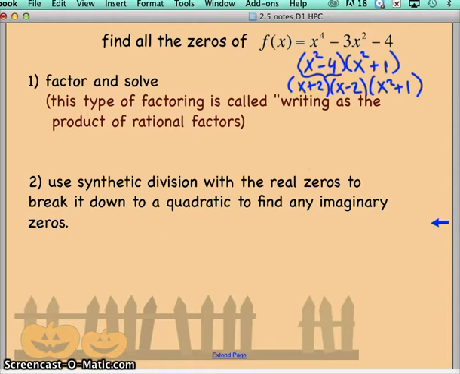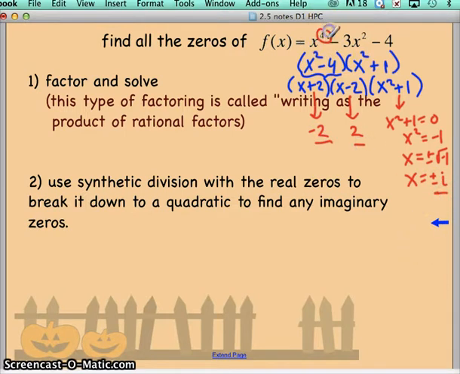what are each of our solutions? Well, if you set x plus 2 equal to 0, then your solution is going to be negative 2. If you set x minus 2 equal to 0, your solution will be positive 2. And then what happens if you set x squared plus 1 equal to 0? You're going to have to subtract a 1, and then take a square root, remember plus or minus, square root of a negative 1, so we're going to get plus or minus i. So there are 4 solutions, 1, 2, 3, 4, which makes sense because it was a 4th degree polynomial.